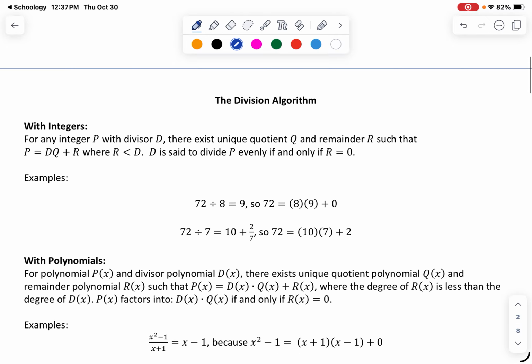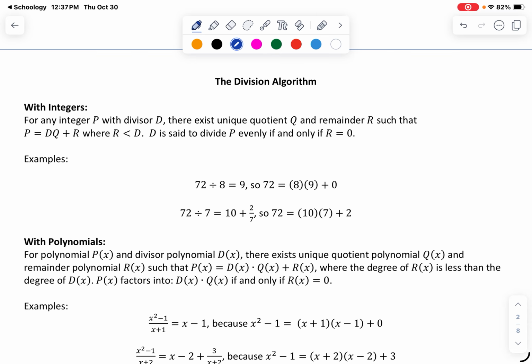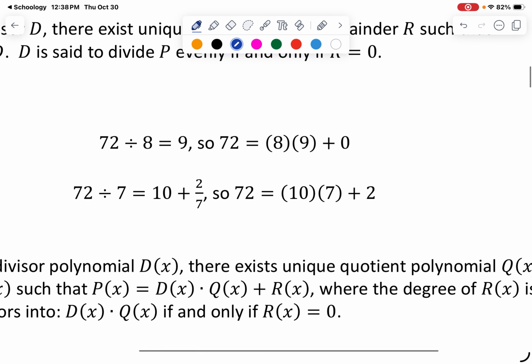Okay, so let's talk about the division algorithm here. It says, for any integer p with a divisor d, there exists a unique quotient q and a remainder r, such that p is equal to d times q plus r, where r is less than d. d is said to divide p evenly if and only if r is equal to 0. Now, that probably made little to no sense because there's so many variables involved, and I just literally read it and didn't explain it as I go. But let me give you some examples right here, okay?